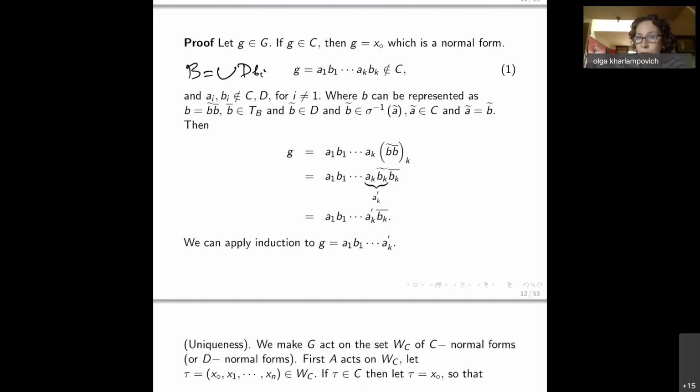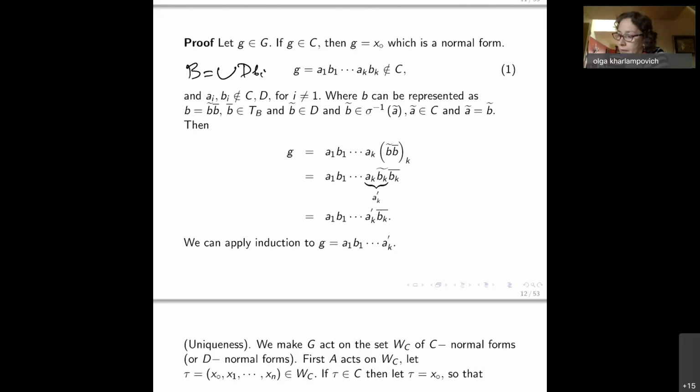And then I can join it with this element A_k, denoted by A_k prime. So what I have is b bar, an element from the transversal, and this product is shorter, right? Then I can apply induction to this product and bring it to the normal form. The normal form for A_1, B_1, and so on, A_k prime, times an element from the transversal T_B, is also a normal form. So that's a proof that every element can be written in the normal form.